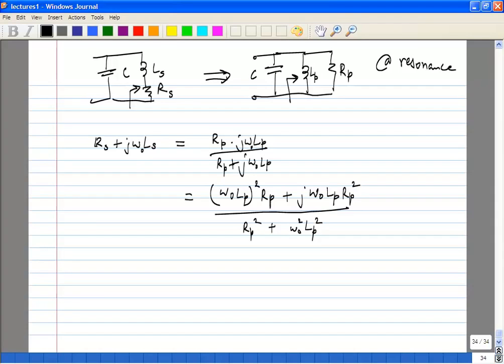Okay, so pretty straightforward, right? Okay, now what do we do? Well, we equate the real and imaginary parts. So let's try equating the real parts first.